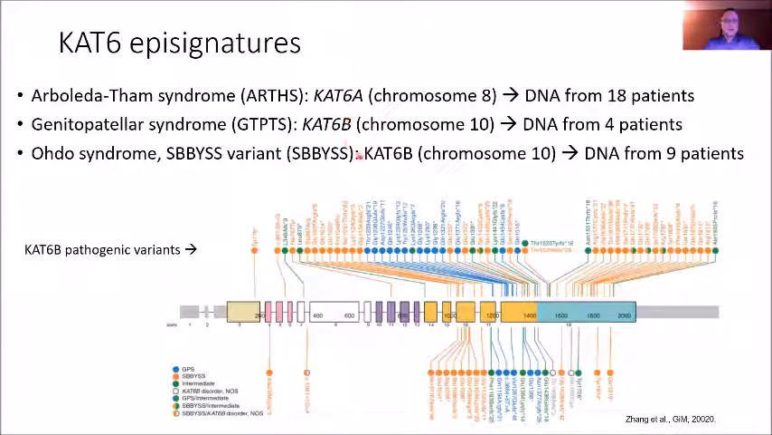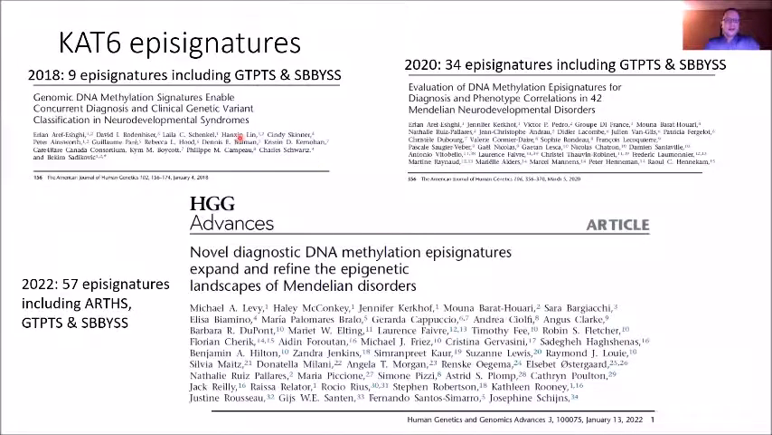The 2 syndromes caused by CAT6B, this is from a recent paper that looked at where the variants were located, and they showed that whether a patient has GTPTS or SBBYSS generally depends on where in the gene the variant occurs. So the CAT6B signatures for GTPTS and SBBYSS, we actually had published those first a few years ago.